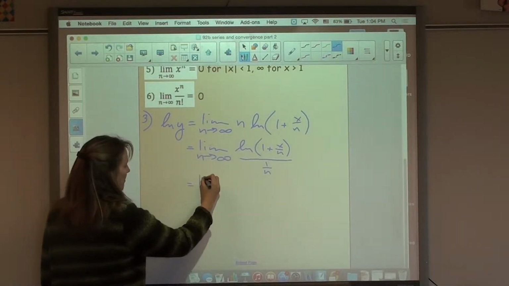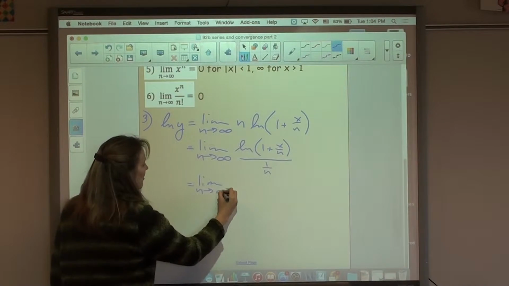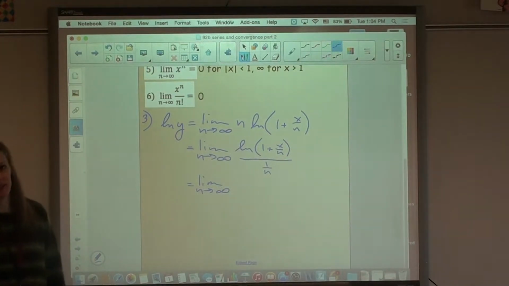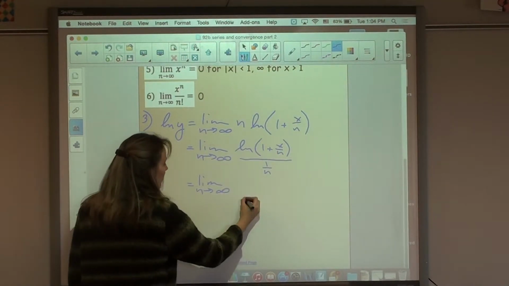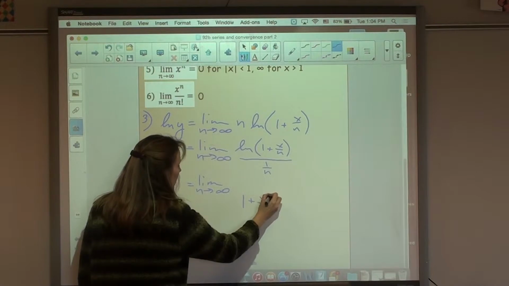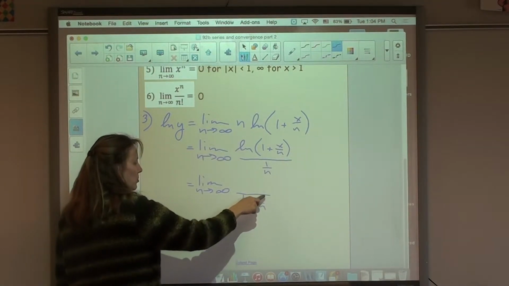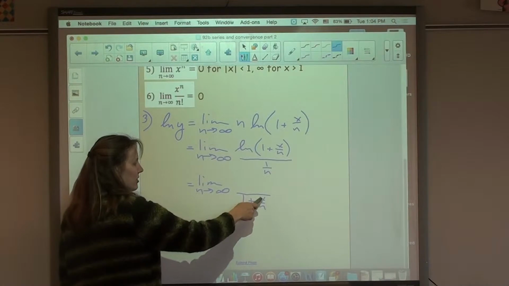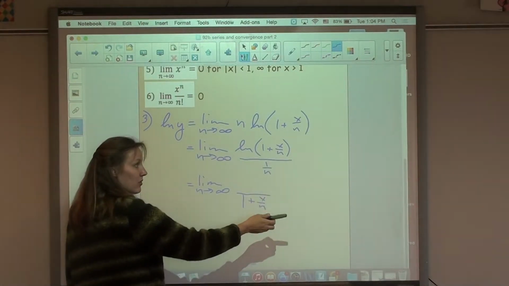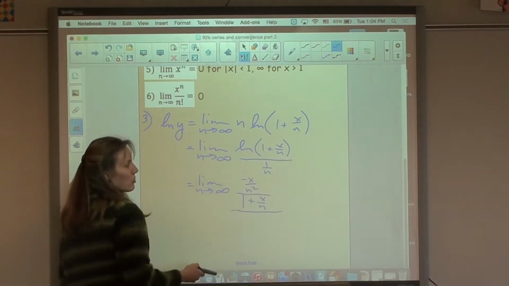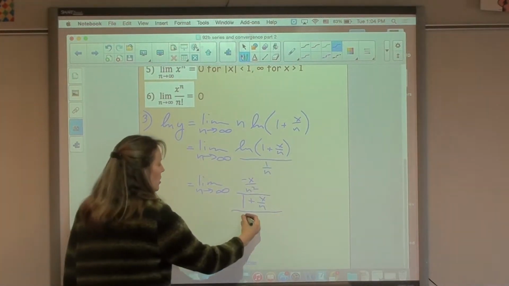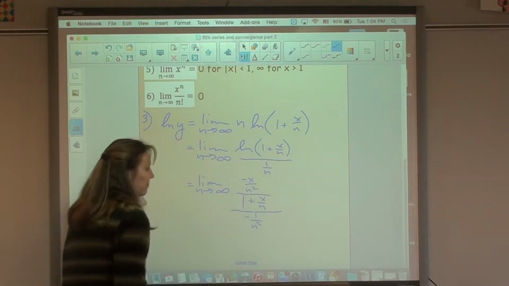L'Hopital is tricky on this one, because you have to think of x not as a variable, but a constant. N is really your variable for this. X is more like an unknown constant. So when you take the derivative of the natural log of 1 plus x over n, the bottom is 1 plus x over n, the derivative of this, that's 0. The derivative of x over n is the same as if you think of it as x n to the negative first, you get negative x over n squared. And then this whole thing is over the derivative of 1 over n, which is negative 1 over n squared.